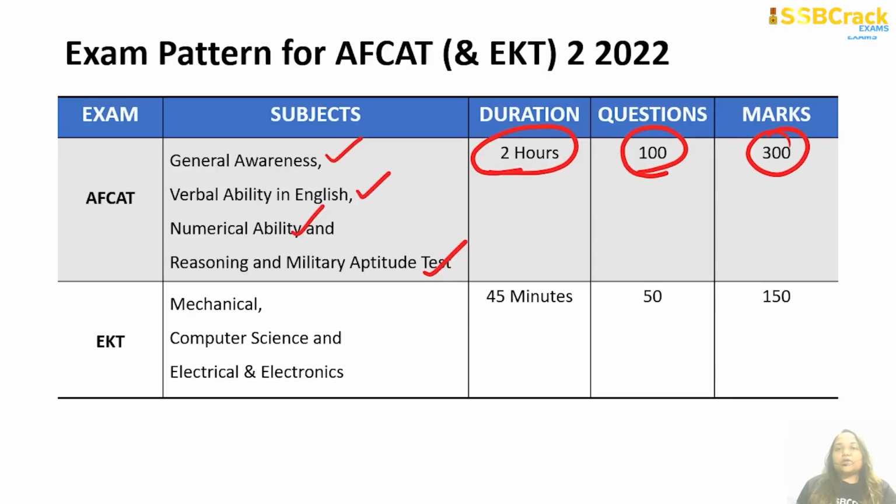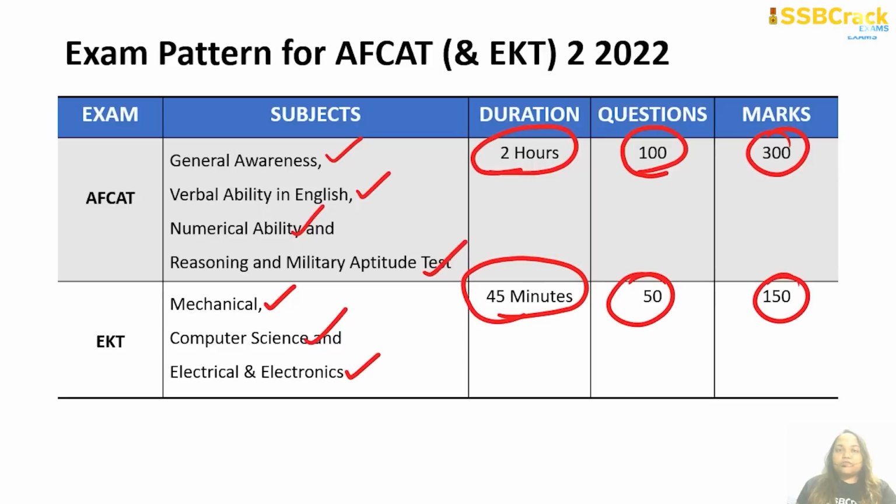Similarly, the EKT 2 2022 paper will consist of sections that is mechanical, computer science and electrical and electronics, and the total duration of this paper will be 45 minutes. It will consist of a total of 50 questions and marks of 150.